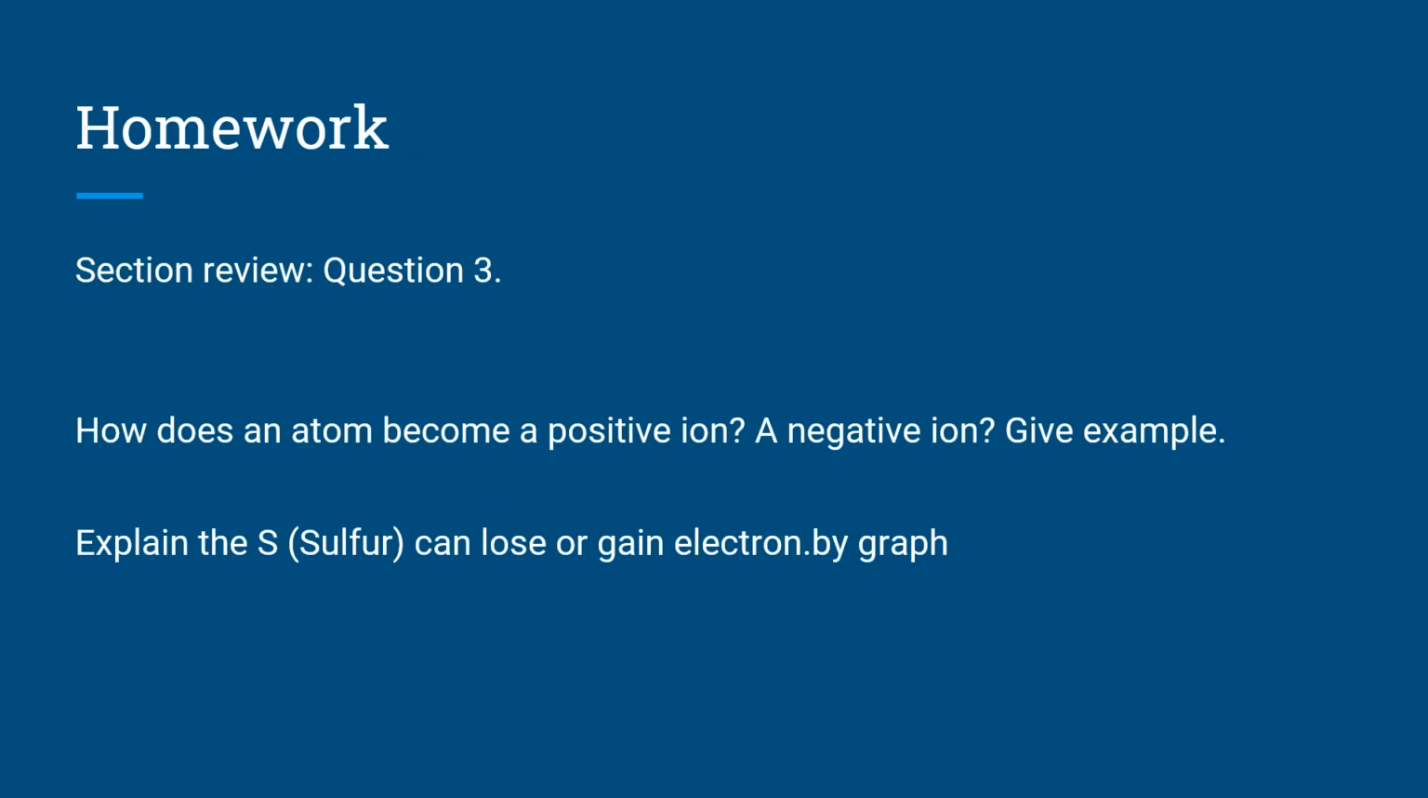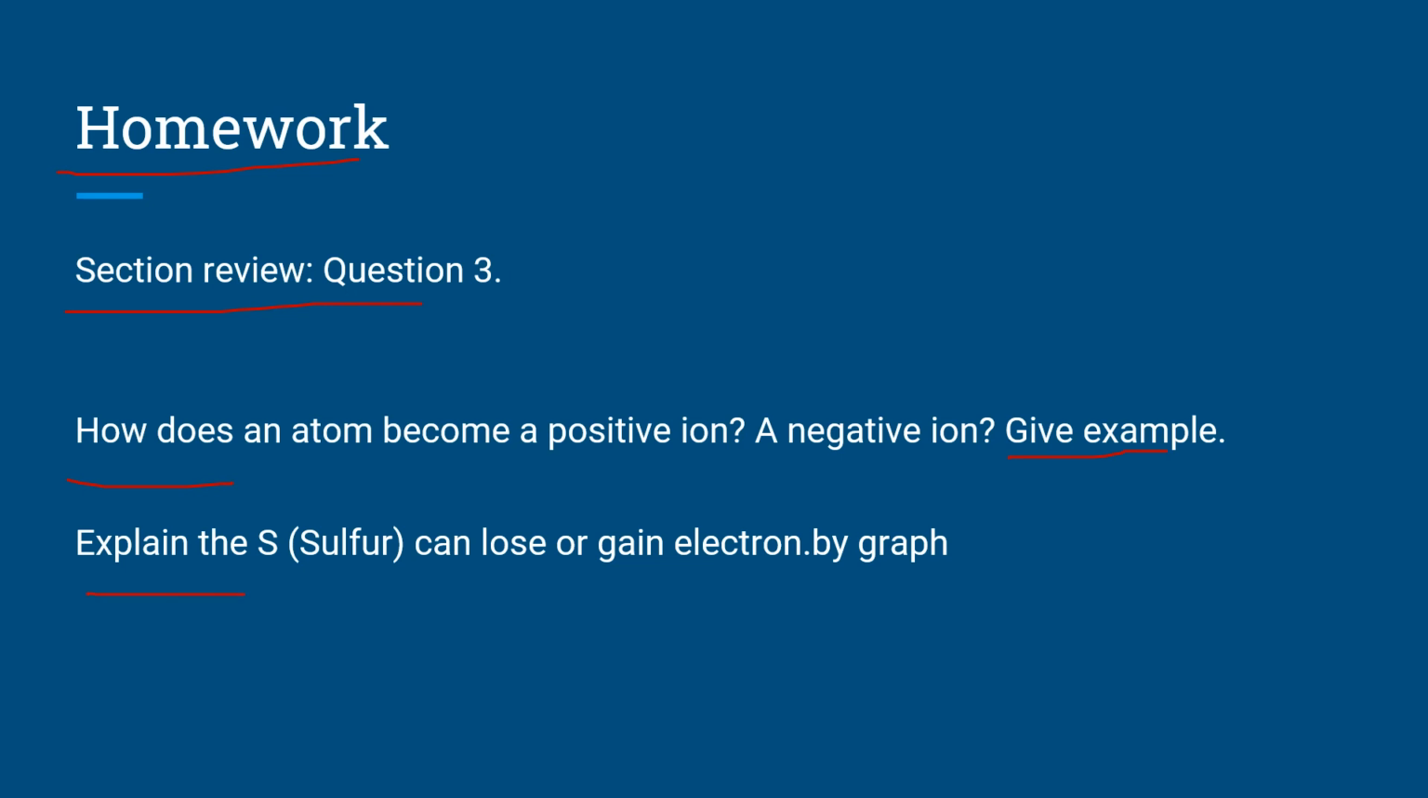And at the end, your homework is very easy. Solve section review question 3, which is multiple choice, on page 265. And the second question is, how does an atom become a positive ion, a negative ion, and give one example. We gave 2 examples for each, positive and negative, and it is easy. Just Google it, you can understand more.